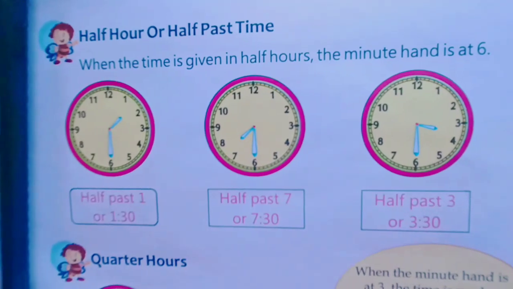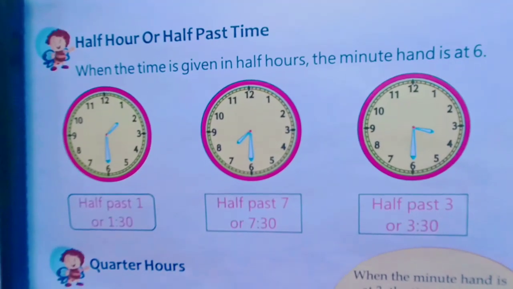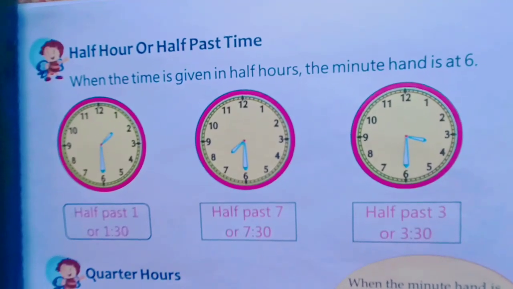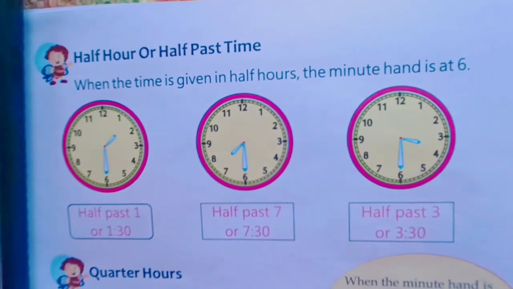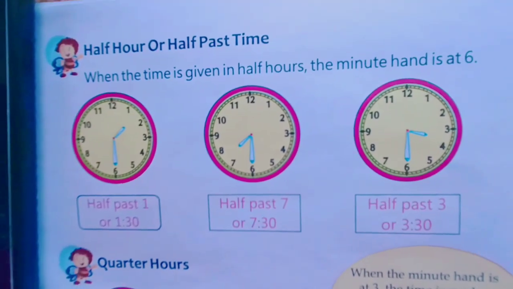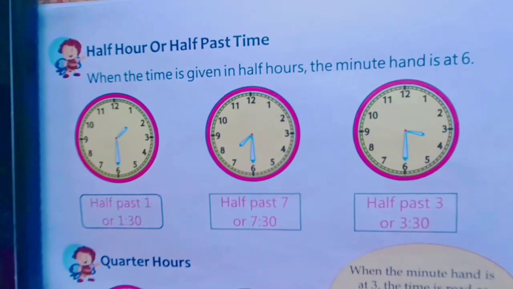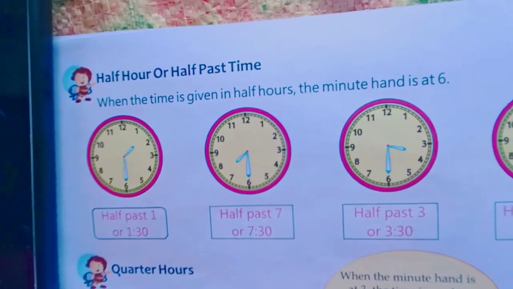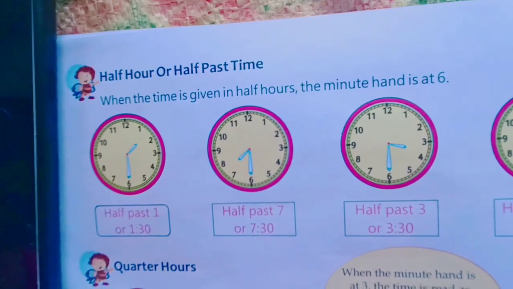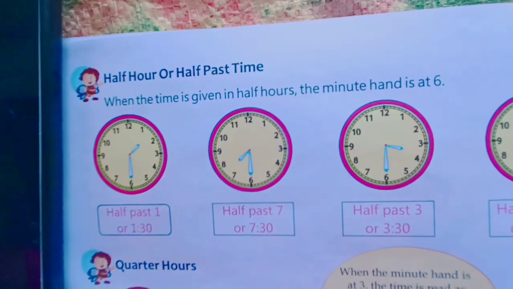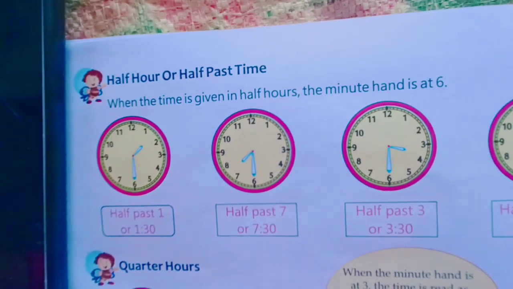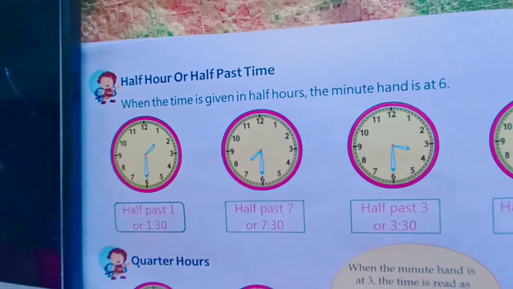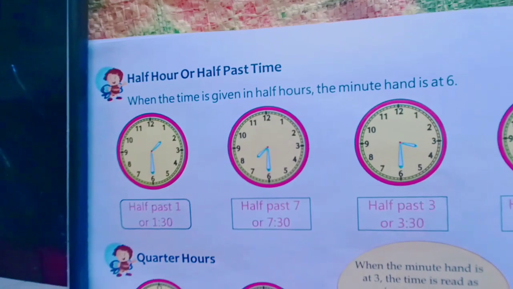Then the next example, you observe the minute hand. Where is the minute hand? The minute hand is on 6 and the hour hand is between 7 and 8. Therefore, half past 7, or we read it in figures as 7:30. Next, the third one. Here the minute hand is on 6, and the hour hand is between 3 and 4. Therefore, half past 3. Read as half past 3 or 3:30.